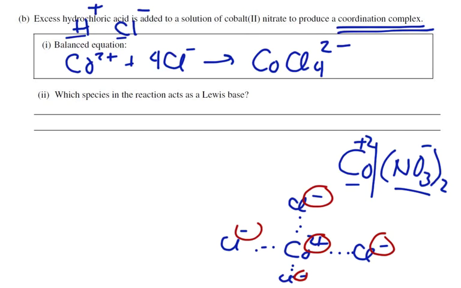Which species is a Lewis base? Okay, when we come into this complex ion or coordination compound, it's the lone pair on the chloride that is going to cause this to stick to that positive ion. So it's a Lewis base, where the chloride has a pair, and it's going to share. Have pair, will share: Lewis base. So the Cl minus is a Lewis base, and that's all we have to say.